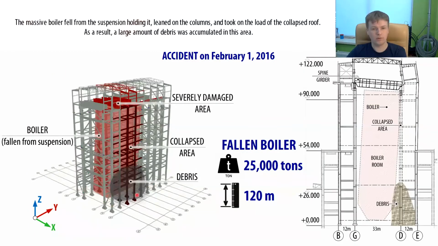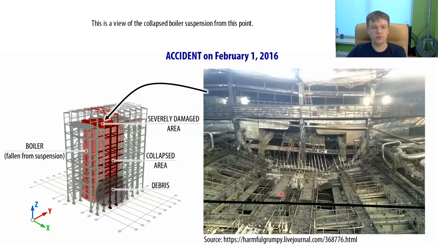The massive boiler fell from the suspension holding it, leaned on the columns, and took on the load of the collapsed roof. As a result, a large amount of debris was accumulated in this area. This is a view of the collapsed boiler suspension approximately from this point.